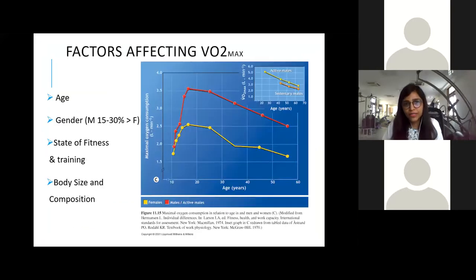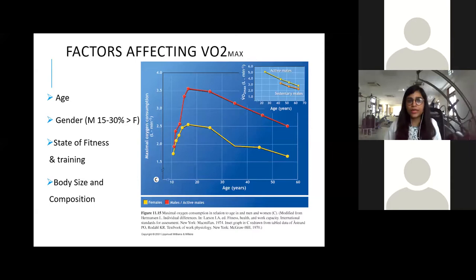Now, what are the factors that affect VO2 max? Age and gender are the most common and known factors which can lead to different values of VO2 max. If you look at the graph, as we are born and grow older, till 20 years of age the VO2 max values keep rising, and after 20 years, there is a slow and steady decline. There is a huge difference between male and female VO2 max values. There could be 15 to 30% difference between male and female values.